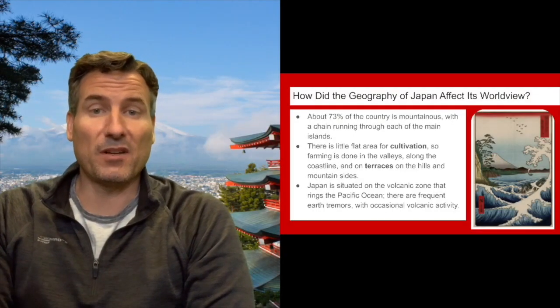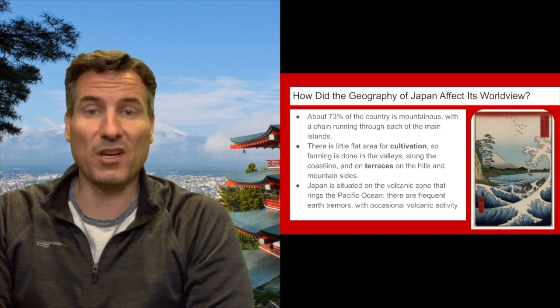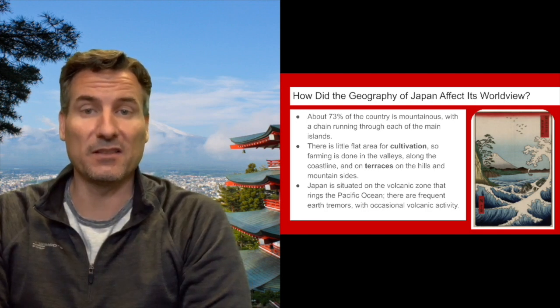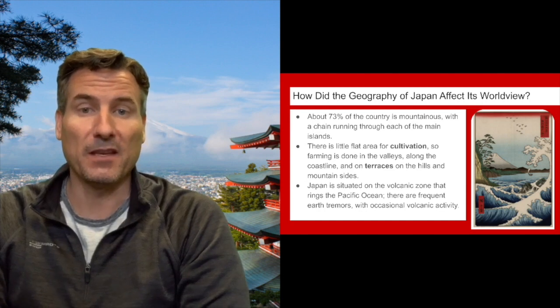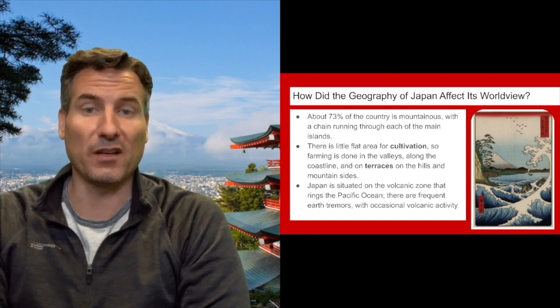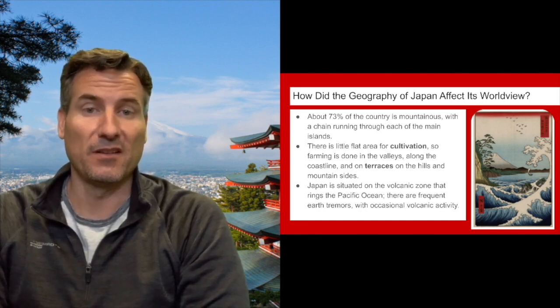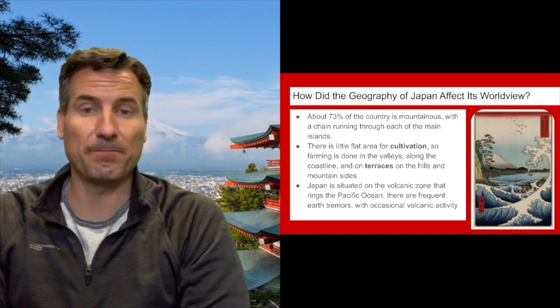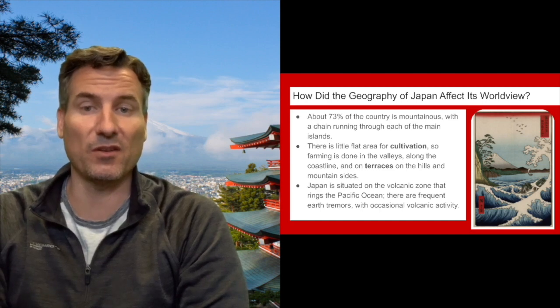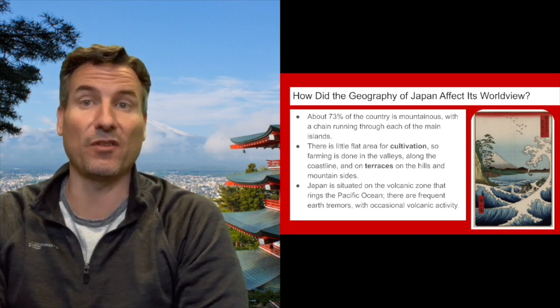About 73% of the country is mountainous, with a chain running through each of the main islands. There's little flat area for cultivation, so farming is done in the valleys along the coastline and on the terraces on the hills and mountainsides. Japan is situated on the volcanic zone that rings the Pacific Ocean. There are frequent earth tremors with occasional volcanic activity.